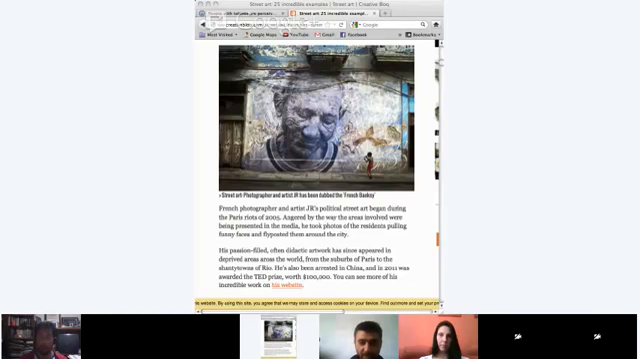French photographer and artist J.R.'s political street art began during the Paris riots of 2005, angered by the way the areas involved were being presented in the media. He took photos of the residents pulling funny faces and fly-posted them around the city.